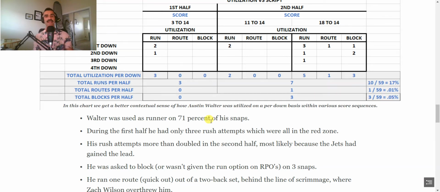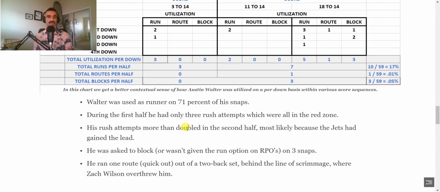But he had 10 runs, right? We see that he had 10 runs right here. So of the 14, that's 71% of his snaps. So he was used primarily as a rusher. During the first half, he had only 3 rush attempts, which were all in the red zone. His rush attempts then doubled in the second half, most likely because the Jets gained the lead. Naturally, he was asked to block or wasn't given the run option on RPOs on 3 snaps. Those 3 snaps are right here, the blocks.